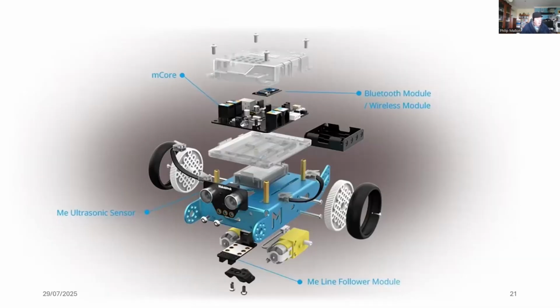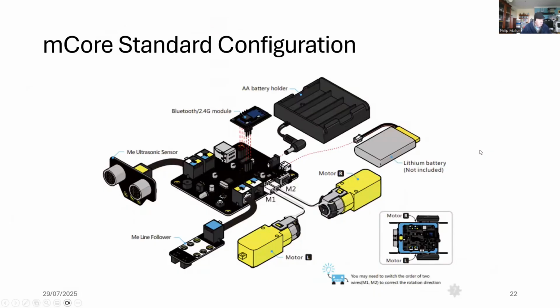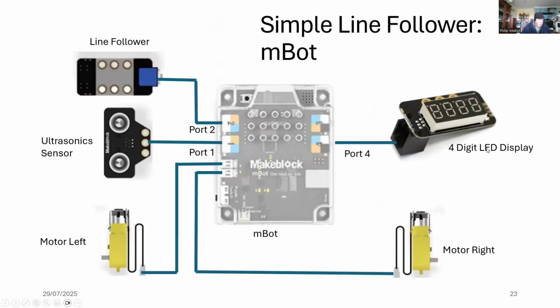So here's an exploded diagram of the robot, and we can see where the mCore computer is near the top, and on the bottom we have our motors. And on the next diagram we can see the electrical connections, on how both the sensors and the motors are assembled on the mBot computer. And here's another diagram with the ports illustrated.